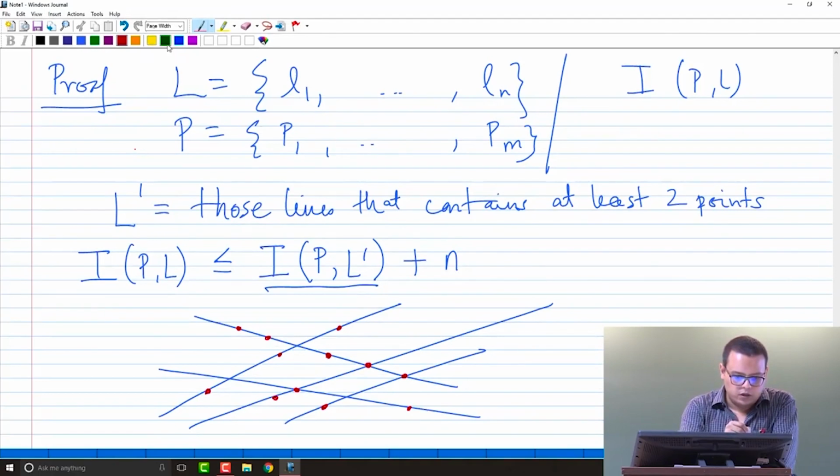Each red point will be my vertex. If two red points are consecutive points on a line, I will draw an edge between them. So, I get a graph. Do I or don't? I get a graph, right? Okay. How many edges do I have in this graph?